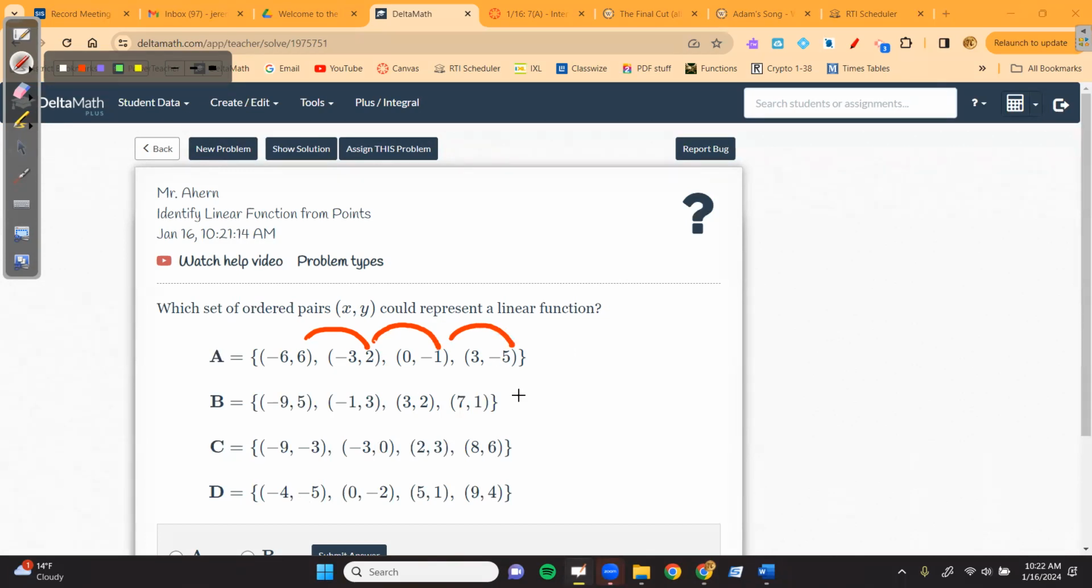Could it be B? This is one of the ones I was talking about that's way more difficult. So this is one where, let's go see if we can find one that works, obviously, and then we might have to come back and do B, the slopey way, the change in Y over change in X way. What do you see happening in C?